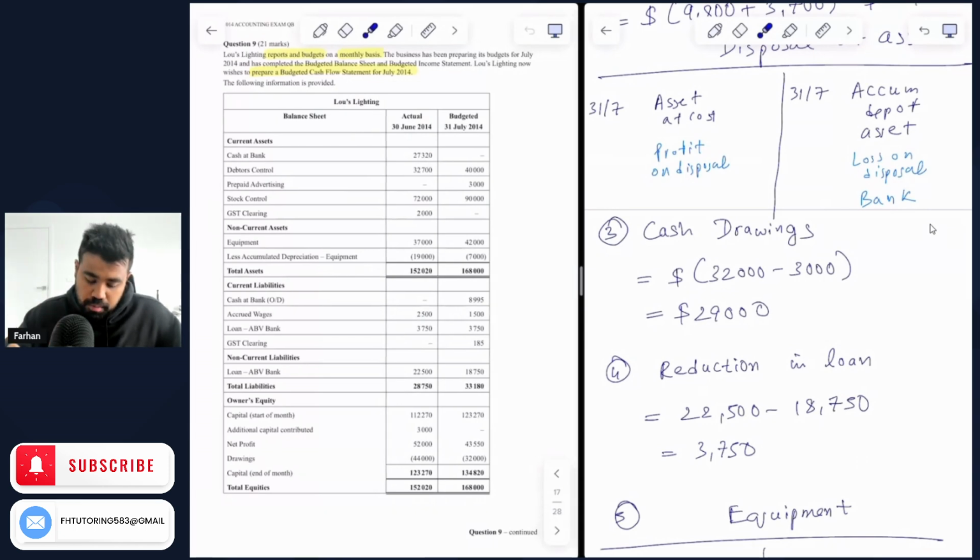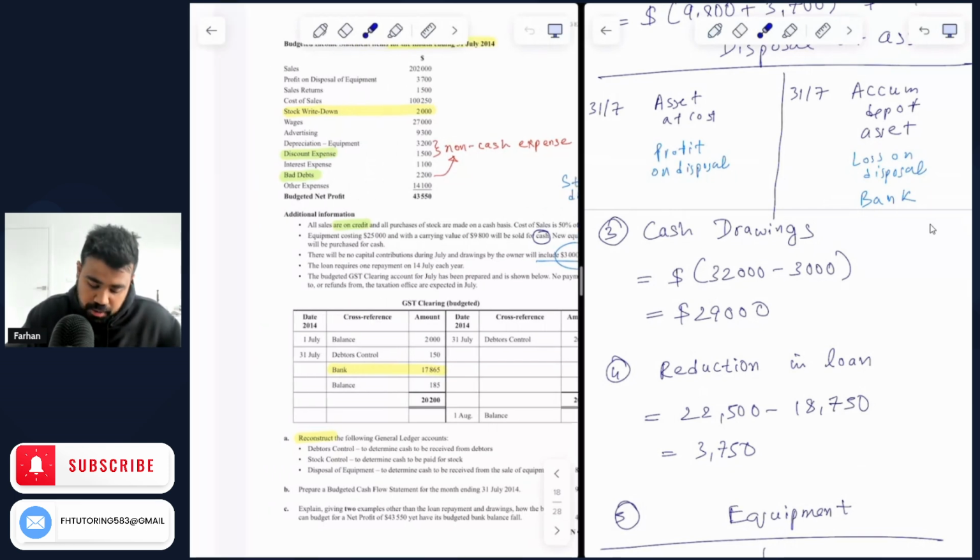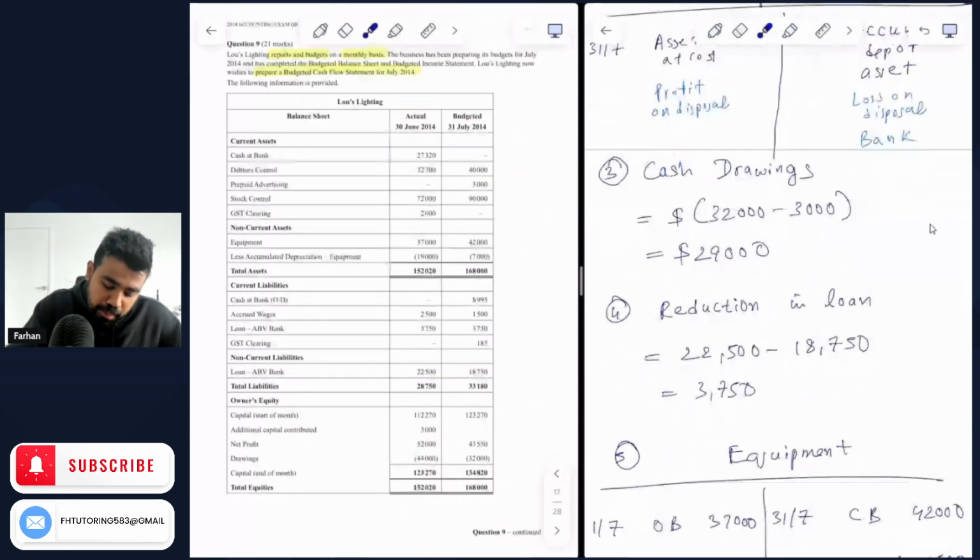All right, so let's read the next line. The loan requires one repayment on 14 July each year. So every year we make a repayment for the loan. And how do we know this amount for repayment? You check the non-current liabilities section and you can see the loan from ABV Bank. It is $22,500 at end of 30 June 2014. But we expect it to go down to $80,750 at 31 July 2014. So this refers to a reduction in loan, which in other words is also known as loan repayment.